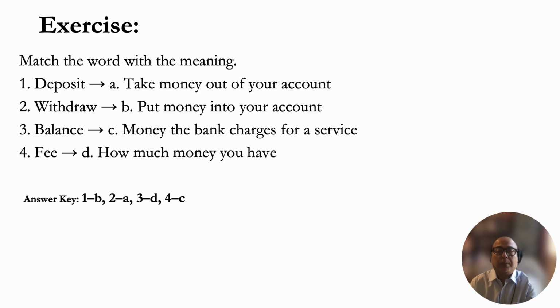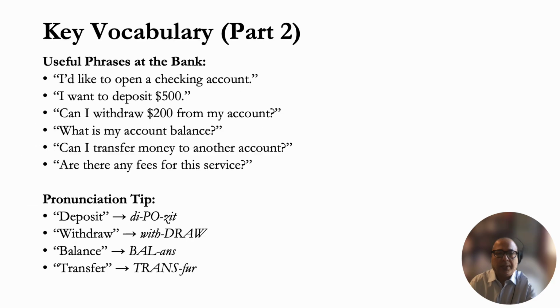So let's say you go to a bank and you ask a teller to withdraw some money, and they give you the money that you need, and then you can ask, so what's the balance now? Okay, can I have the receipt, please? Balance is how much money you have. And number 4 is fee, money the bank charges for a service. So sometimes, let's say you're transferring money to another country, the bank may charge you a small amount. Very good.